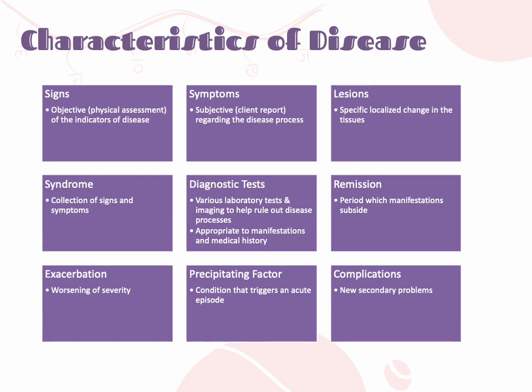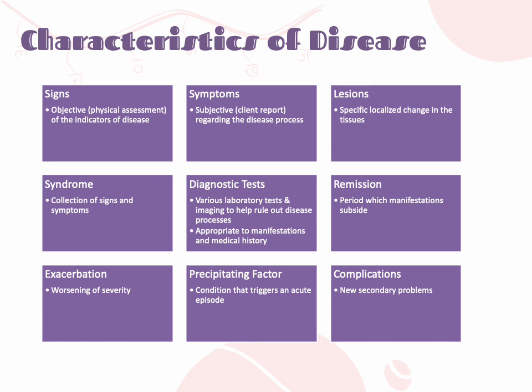Now we have lesions, which indicates a localized change in the tissues. We have syndromes, which indicates a collection of signs and symptoms, or a collection of objective and subjective reports that are characterized by a certain disease process. We have different diagnostic tests, and this includes imaging and laboratory tests to help rule out a disease process, or it helps to confirm different disease processes depending on what it is. And again, we do different diagnostic tests appropriate to the manifestations and according to the medical history provided.